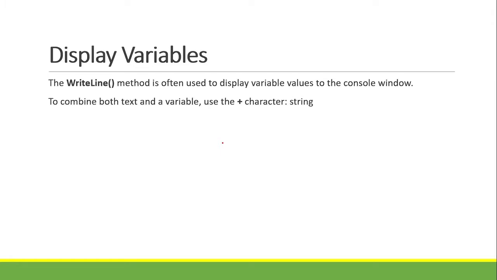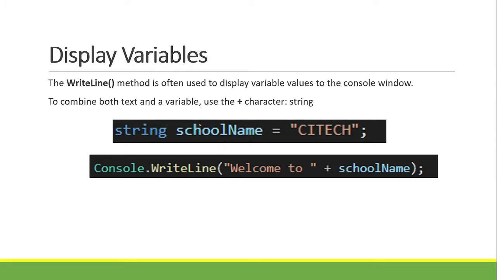So kanina nalaman natin kung paano ba yung declaration. So ngayon naman, gagamit na tayo ng Console.WriteLine. So Console.WriteLine is ginagamit natin to print out or to output or to display ang value na gusto natin ipakita sa console or sa screen natin.